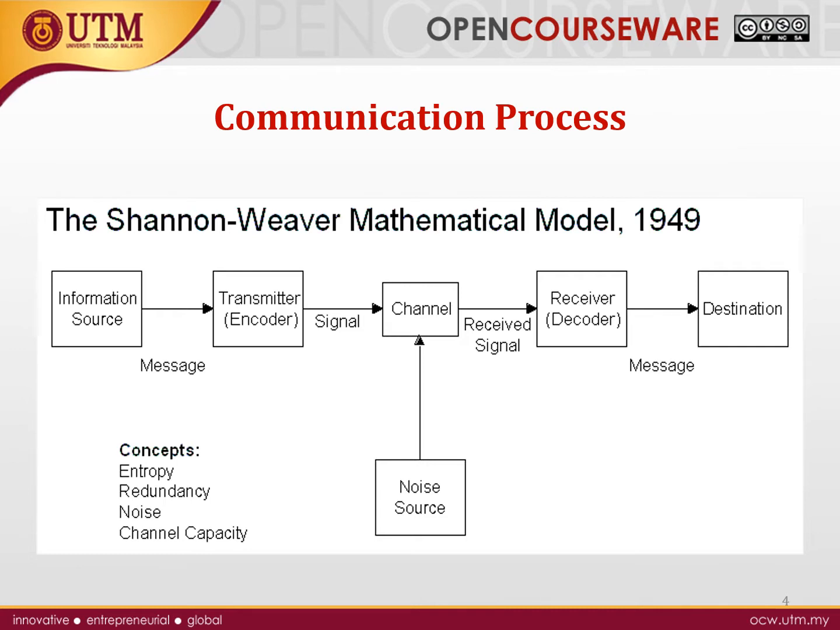So these are the main elements that we need to consider whenever we want to make our communication process work: the information source, the encoder, transmitter, the channel, receiver, and then destination, and we want to make sure there is no noise source affecting our channel.